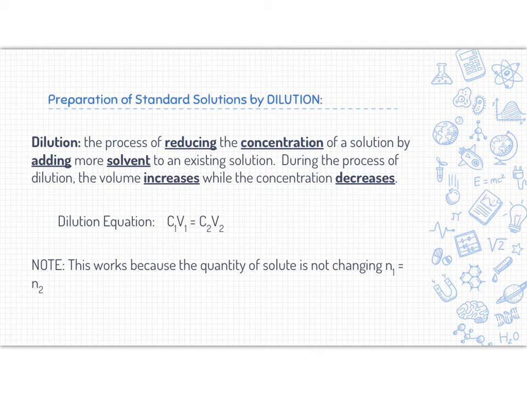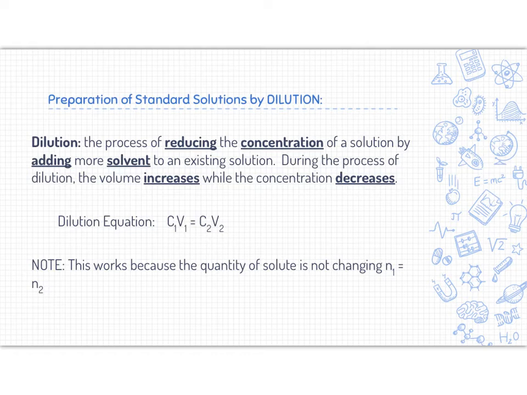So we've prepared a solution from a solid. We also need to prepare a solution from a solution because, again, lots of things that we get, like acids, for instance, come in a very concentrated form, and we want to use a less concentrated form in our lab. So dilution is the process of reducing the concentration of a solution by adding more solvent to an existing solution. During the process of dilution, the volume increases while the concentration decreases.